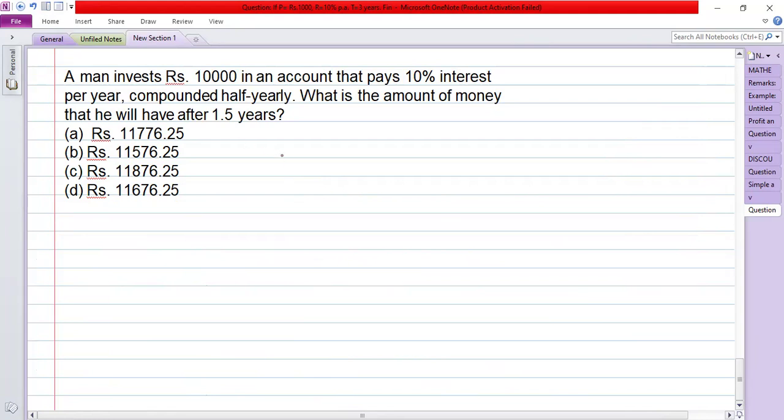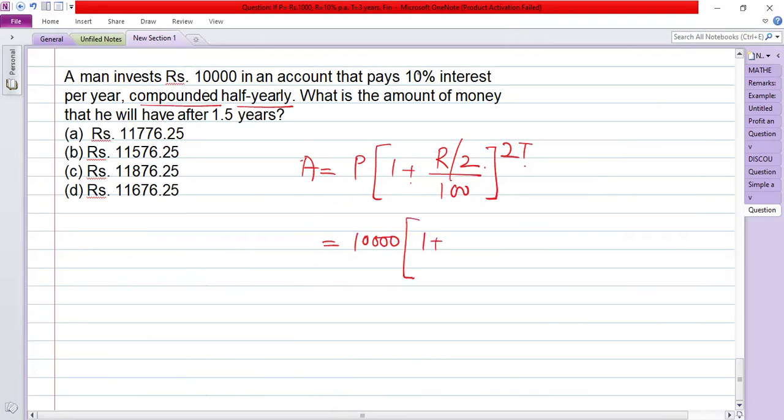So for this question, our amount will be P into 1 plus R by 2, because here it is compounded half yearly, R by 2 over 100, and obviously here 2T. Now, the principal amount is 10,000. And R is given to be 10%, so here it will be 5 by 100. Now what is the time given? Time is 1.5 years. So what is 1.5 years? Obviously it is 3 by 2 years. We can write it in this way.